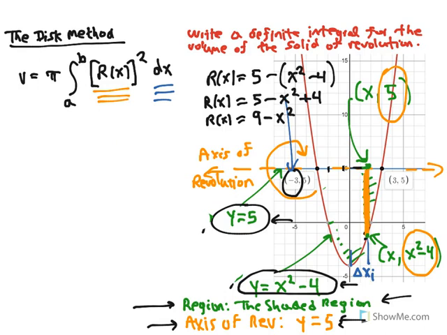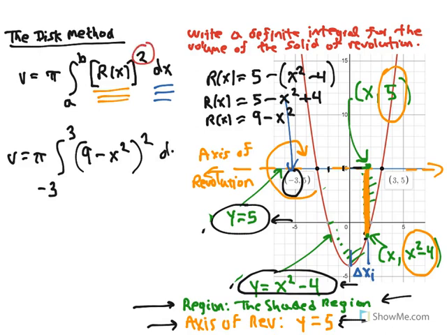So with that and the limits of integration that we had discussed earlier, we can write volume is equal to the definite integral from -3 to +3. R of x is 9 minus x squared, and we're going to square that because that's what we have to do for the disk method, and then we have integration with respect to x.